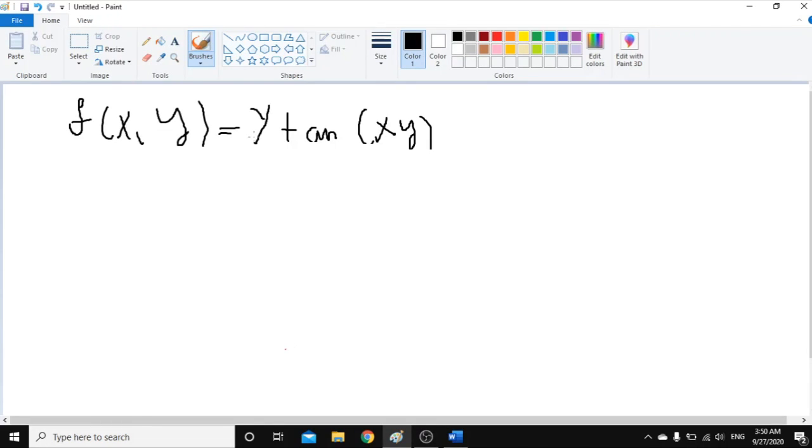Let's start with the last example for this video. This example, as I said, is about the trig functions. I wrote it here. I hope it's shown. It says here f of x comma y equals y times tangent of x times y. So as I said, in the first step, we find f with respect to x first and f with respect to y.